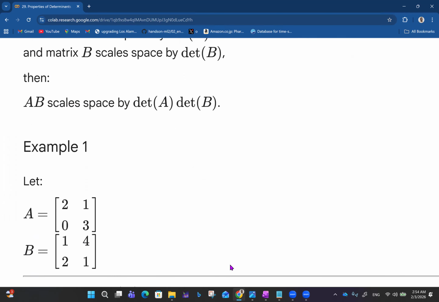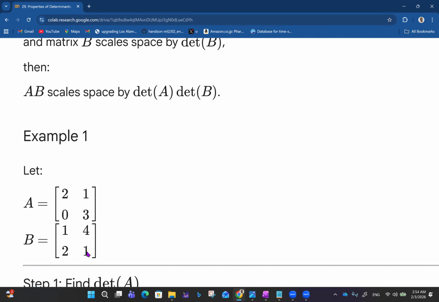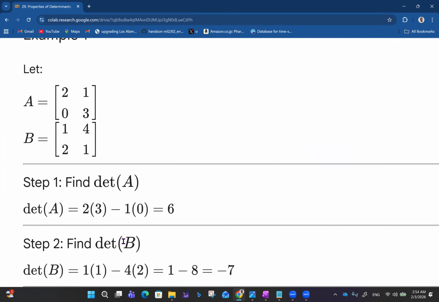Example one. Look at this. The determinant of A is 2 times 3 minus 1 times 0. That's 6. For B, it's 1 times 1 minus 4 times 2, that's 1 minus 8. Or did I say 6 the other time? So that will be minus 7, not 6, sorry.